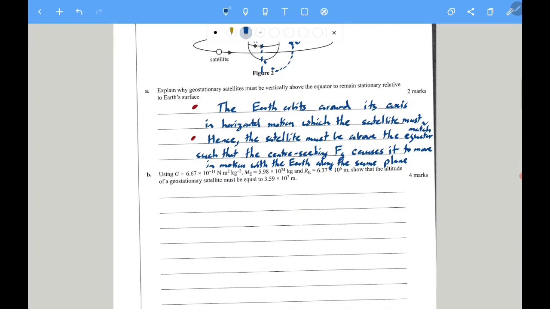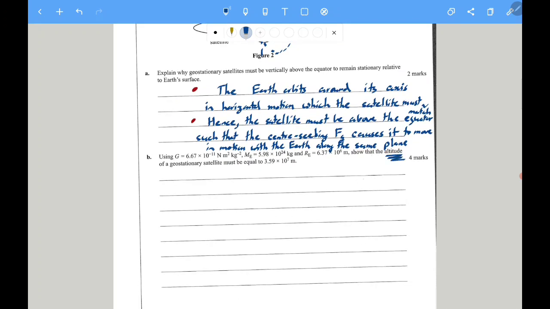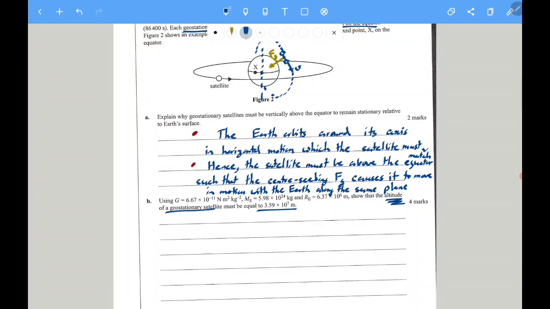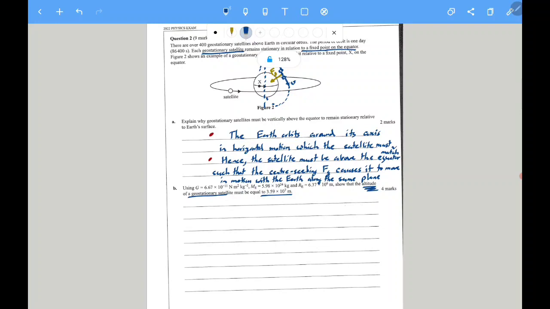All right, so here is a 4-mark calculation question. Using these above values, you have to show that the altitude, which is a really important word, of the geostationary satellites must be equal to this value. So let's combine everything we know about this scenario. We know the period of orbit of this satellite. The satellite's orbit must match exactly with the orbit of the Earth, so the satellite must take 1 day to rotate because the Earth takes 1 day to revolve around. So that is our period.